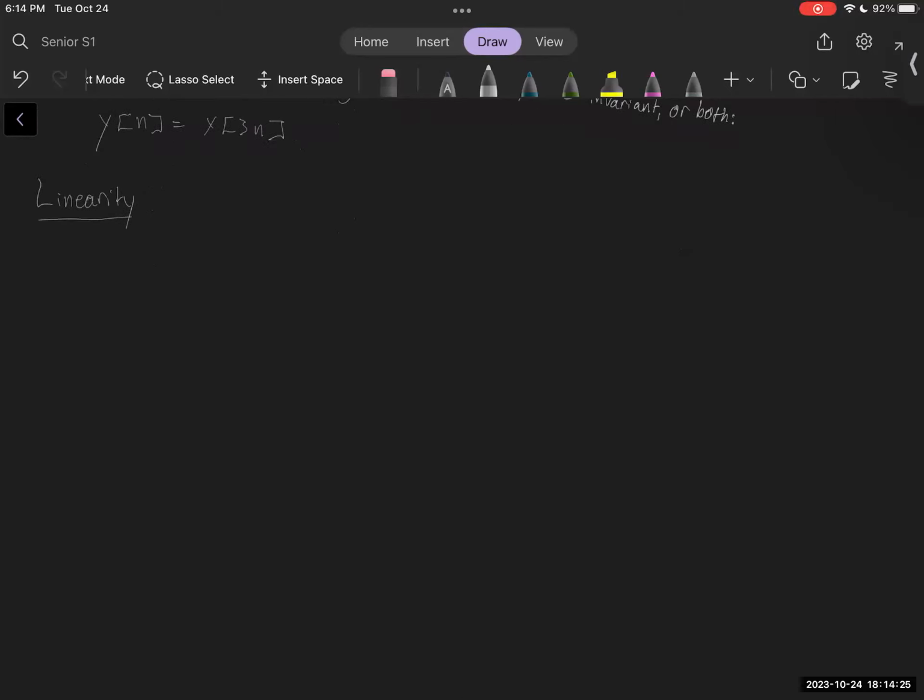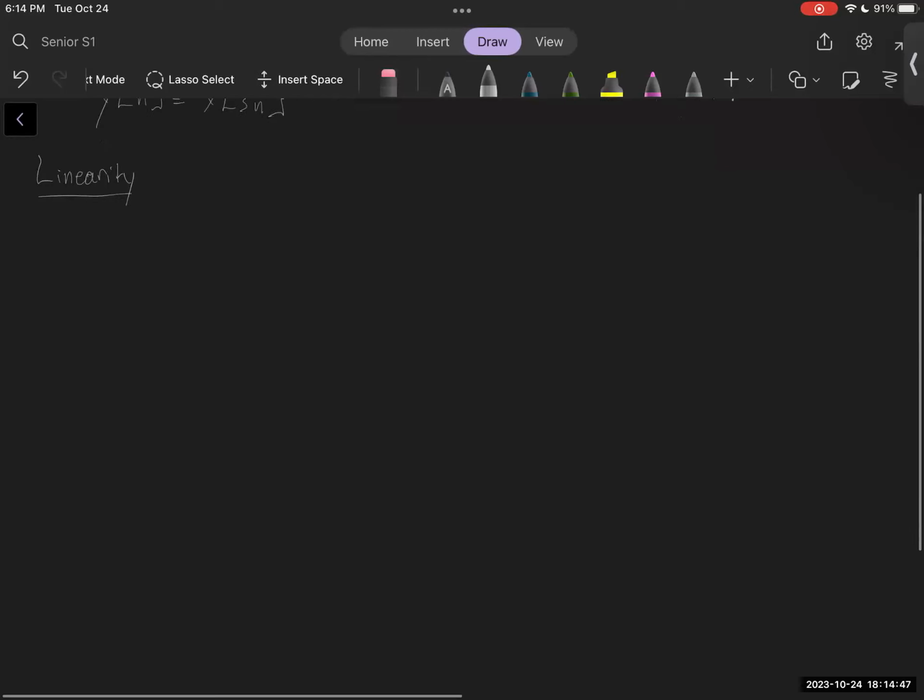And if we remember our definition, if x1 of n gives y1 of n, and x2 of n gives y2 of n, then if we input a signal of alpha x1 of n plus beta x2 of n, it should give us the output alpha y1 of n plus beta y2 of n. So let's go ahead and input x1 of n, and that's going to give us our y1 of n.